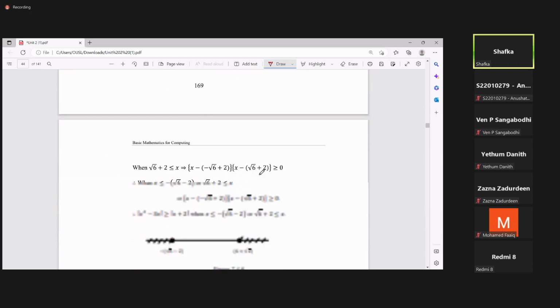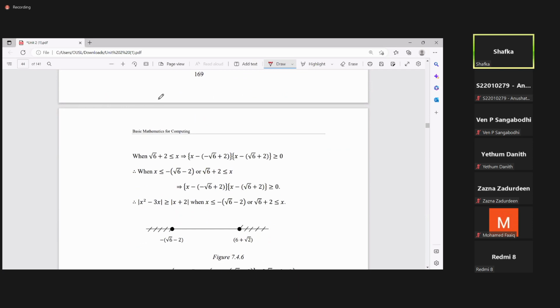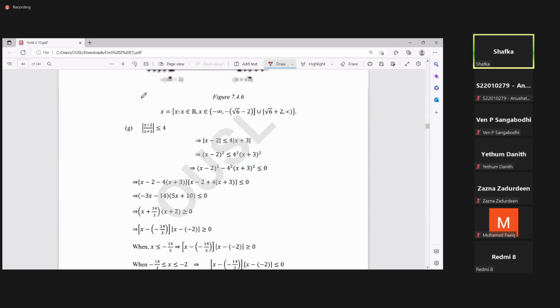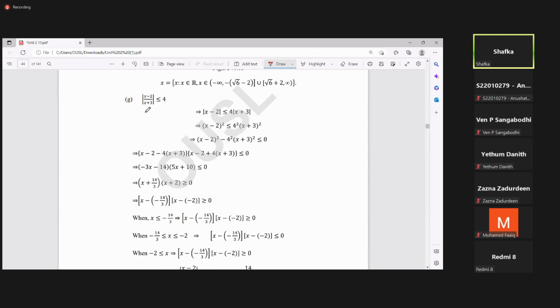Okay, let me move to another kind of thing. Here we have (x minus 2) divided by (x plus 3), the absolute value of that is less than or equal to 4. Then the next step is to multiply both sides by x plus 3. Is that correct? Yes?